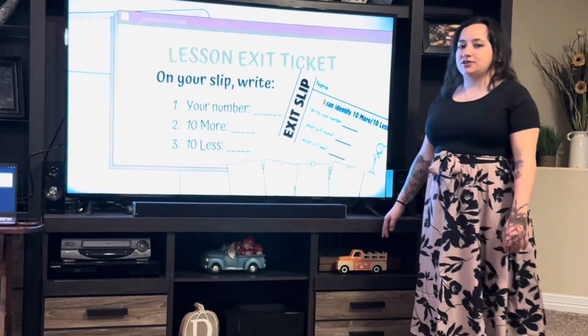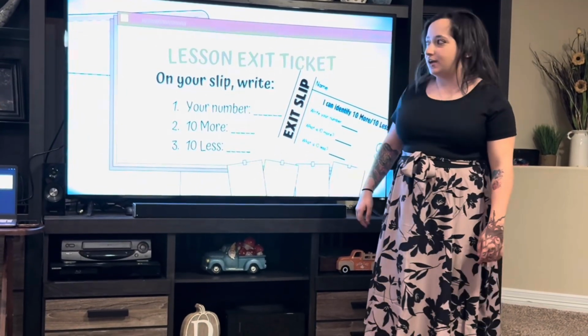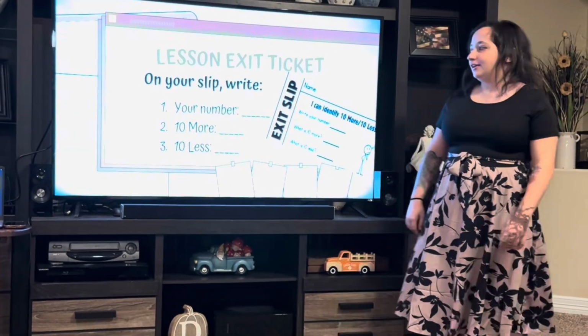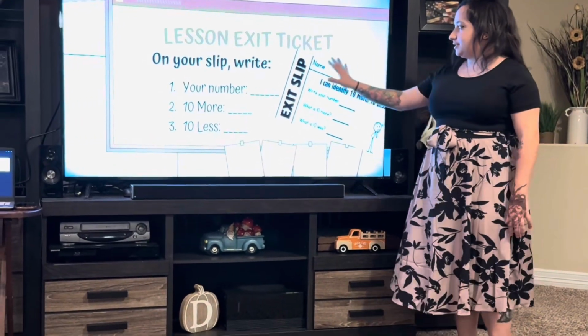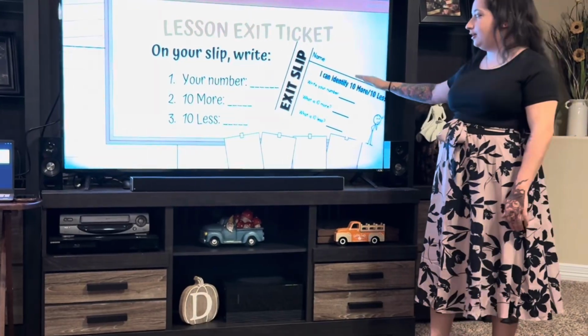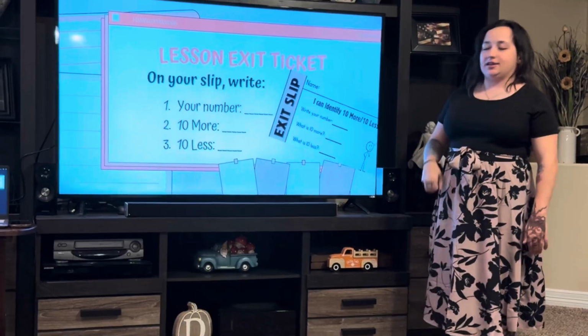All right, friends, as you turn in your worksheet, please remember to put your name on your paper as always, and come get your lesson exit ticket from me. All right, your exit slip is going to look something like this. Remember, put your name on your paper. It's going to say, I can identify 10 more and 10 less.